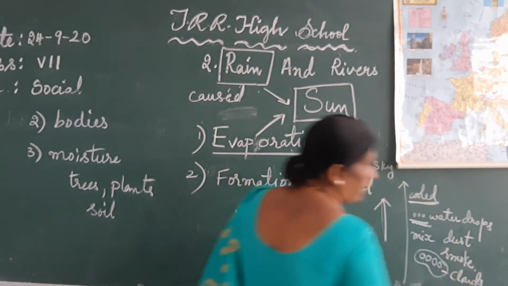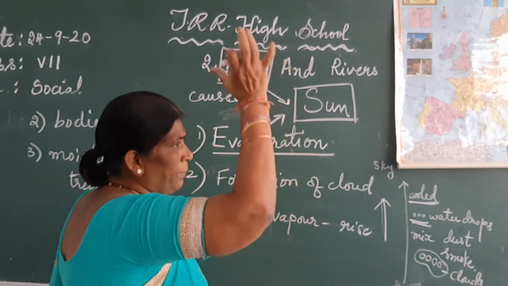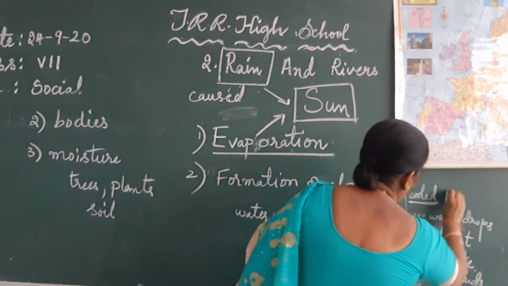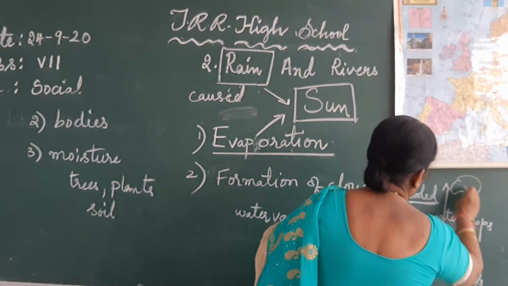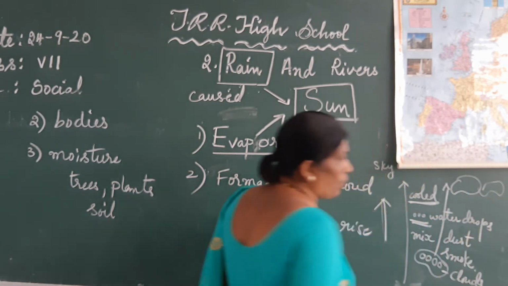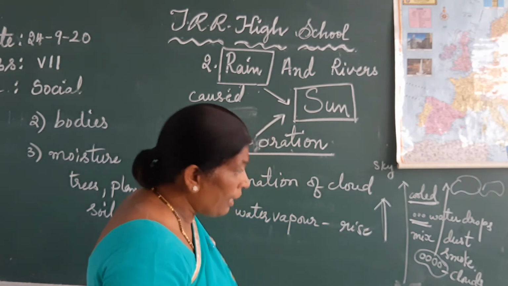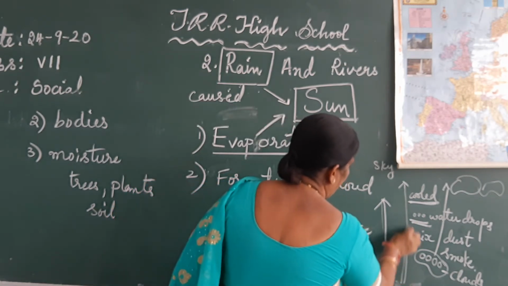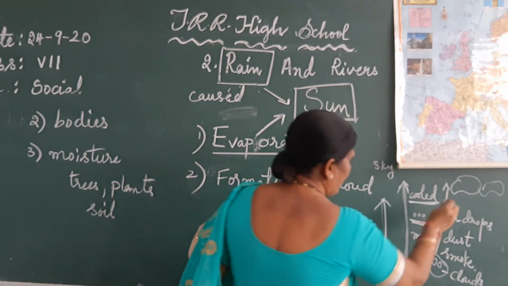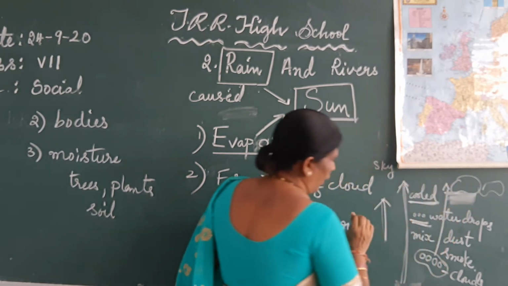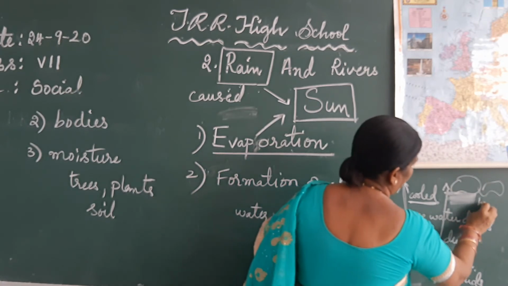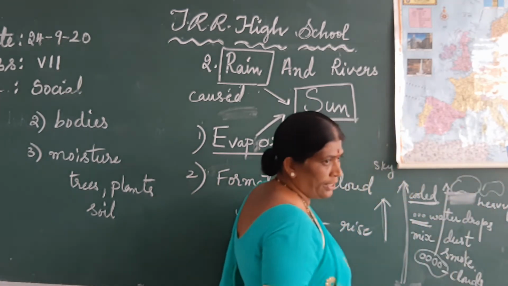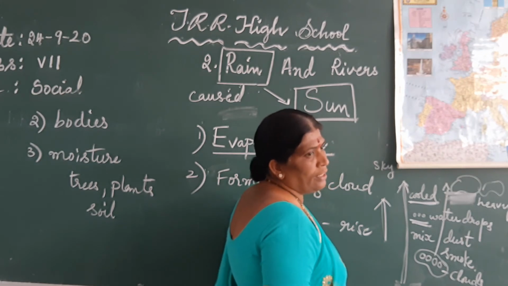And these clouds, what will happen? They will move a little bit higher. Again these clouds are going to move up. When they move up and cool down, because the temperature decreases as we go up from the surface, what happens? They will become more heavy, and they are unable to stand in the air.